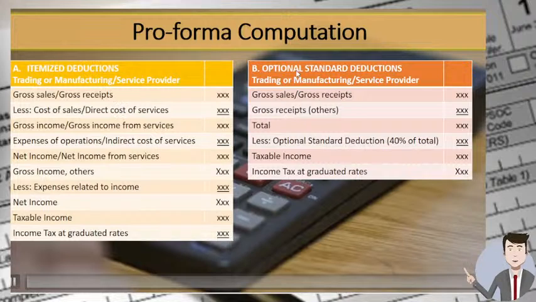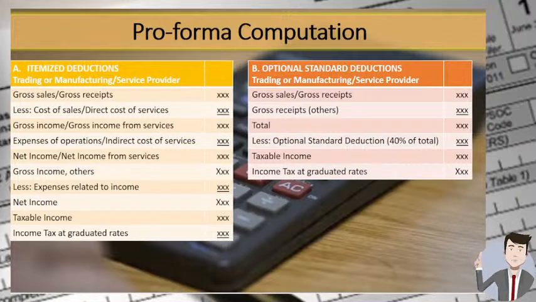On the other hand, for optional standard deduction, if you notice, ang first lang na column is gross sales or gross receipts. The same on the first column. Then, other gross receipts. The same way, guys. Then, after summarizing all your gross sales or gross receipts from other sources, from other business activities, you can identify your total sales or total receipts, as the case may be. Then, you have to deduct your OSD automatically. Okay?